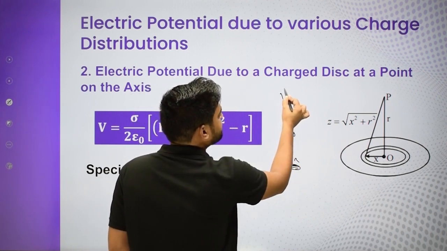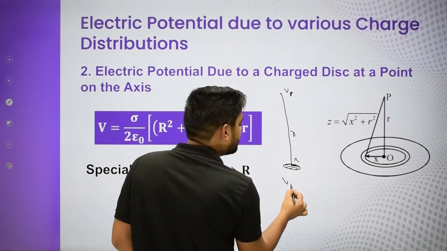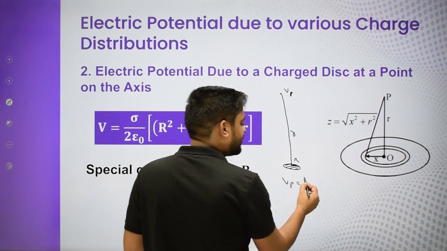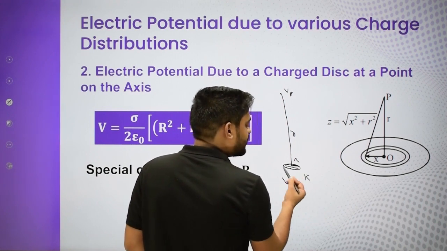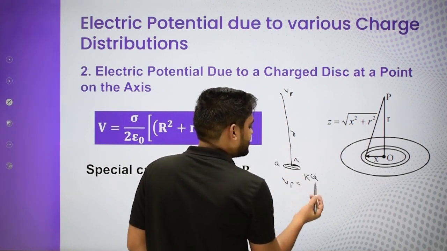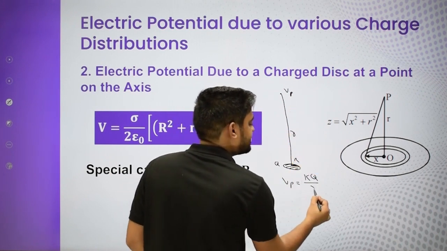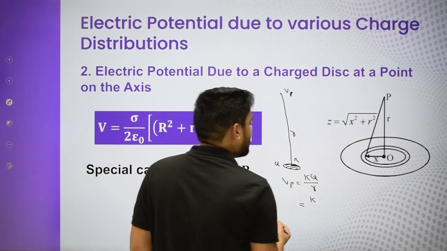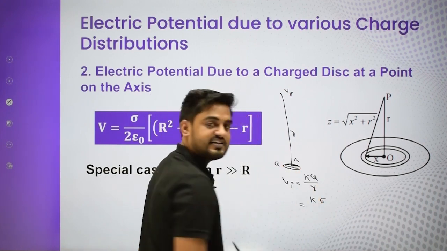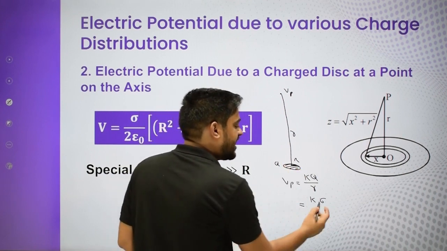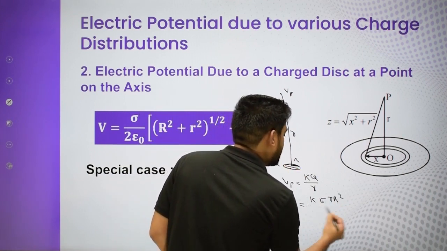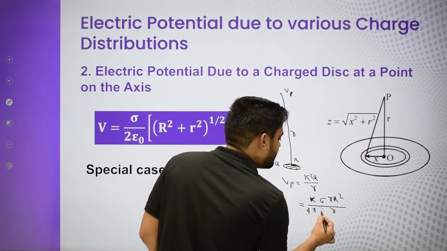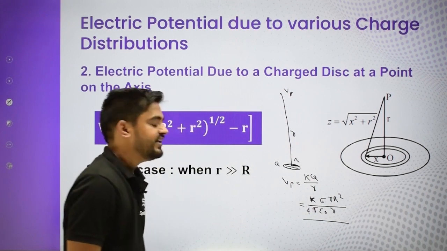So the potential at this point P should be, ideally, we are expecting that it will be the same as for a point charge. And what will that be? Potential due to a point charge is kq by r. So q is the charge on this, and distance is small r. And what about q? q is the charge on this, which is nothing but the surface charge density, that is charge per unit area, into area. Area is nothing but pi R square, divided by small r. And what about k? k is 1 upon 4 pi epsilon naught. So we are expecting that we will get something like this.